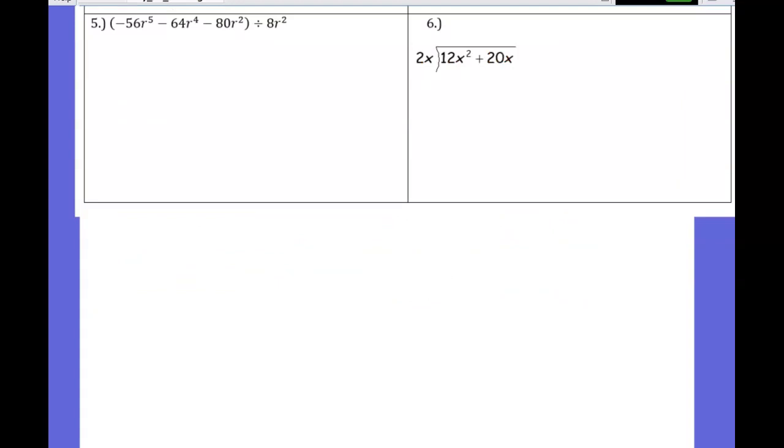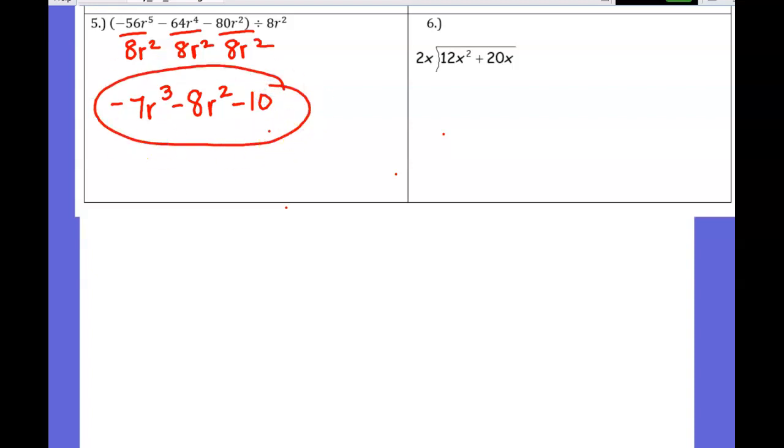Looking at number 5, we're dividing by 8r squared, and I do it for every term. Negative 56 divided by 8 is negative 7. Our r would be to the third power because 5 minus 2 is 3. Negative 64 divided by 8 is negative 8. R would be squared. Negative 8r squared divided by 8r squared would just be negative 10.